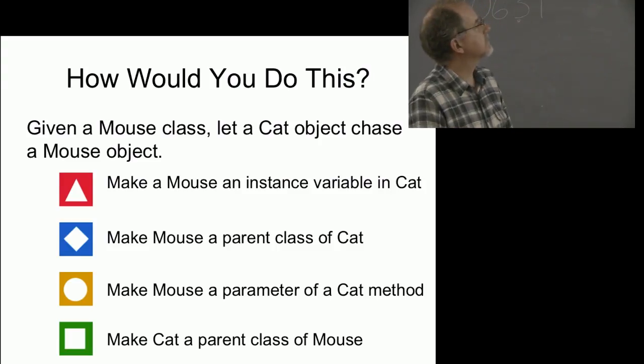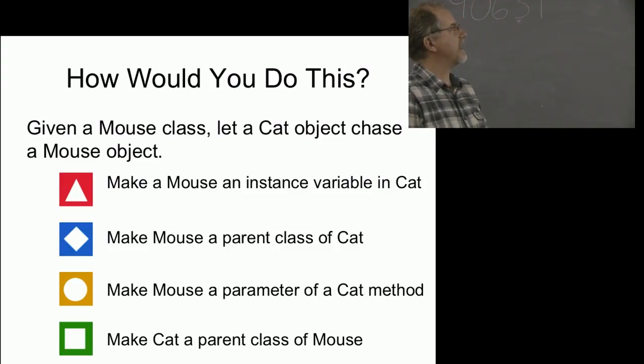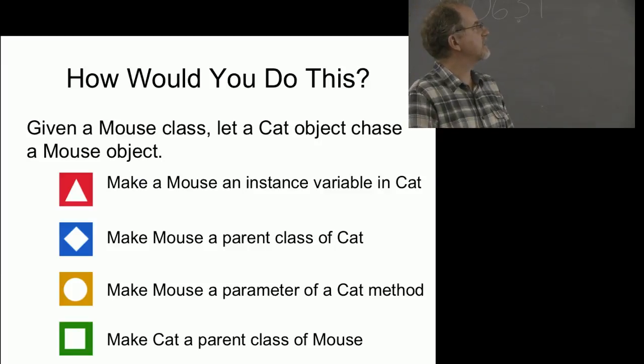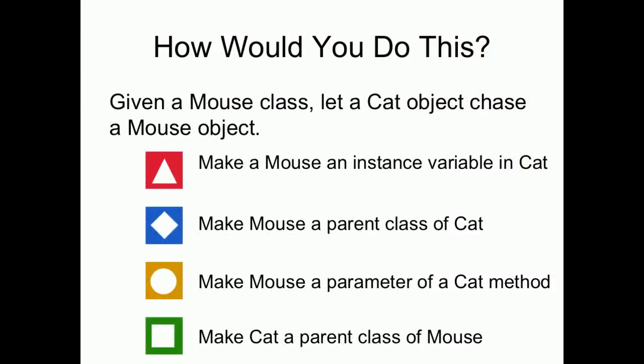A lot of little words here. How would you do this? Given a Mouse class, let a Cat object chase that Mouse object. So I'm giving you a class already, a Mouse class. You have to write Cat code of some kind, and it's supposed to chase this Mouse object, and there are different strategies for letting those two things connect together here. Okay, so let's start the questions. So we want Cat, chase, Mouse.